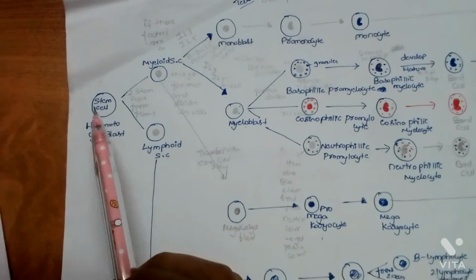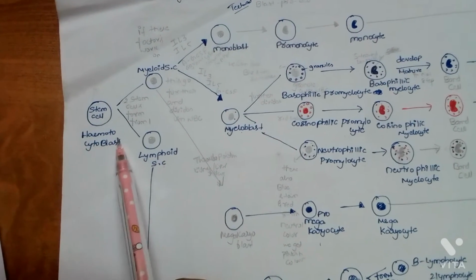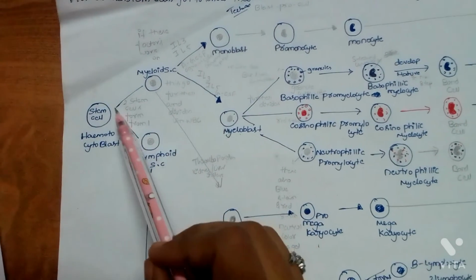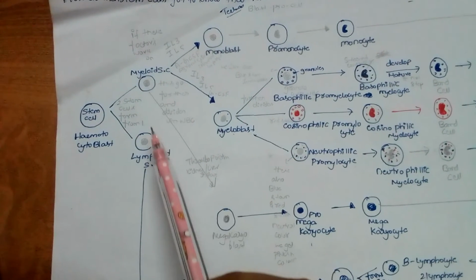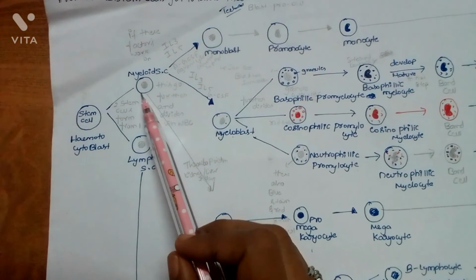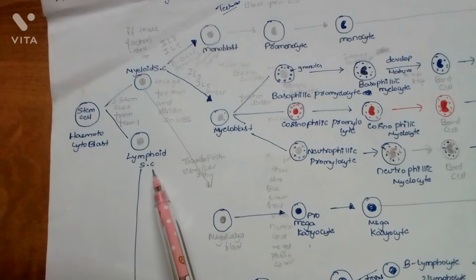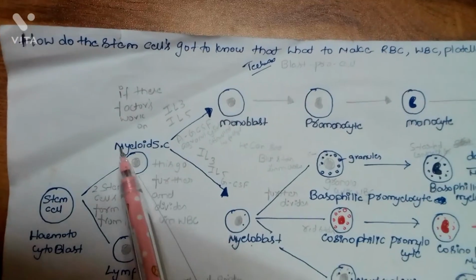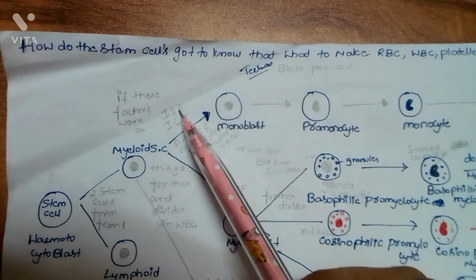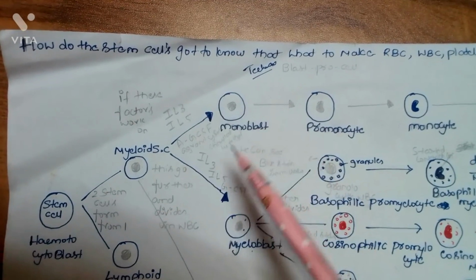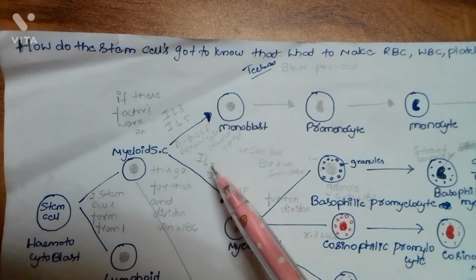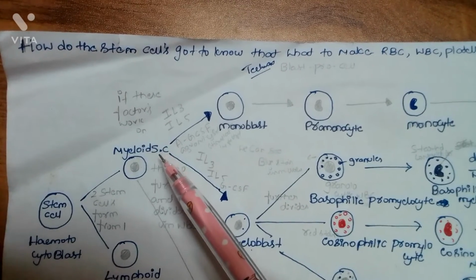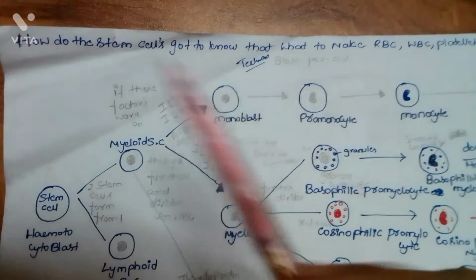First of all, the starting point is the stem cell, which is also known as hematocytoblast. The hematocytoblast divides into 2 stem cells. One is the myeloid stem cell, another one is the lymphoid stem cell. Here, interleukin 3, interleukin 5 and granulocyte stimulating factor work on the myeloid stem cell, which forms the monoblast.